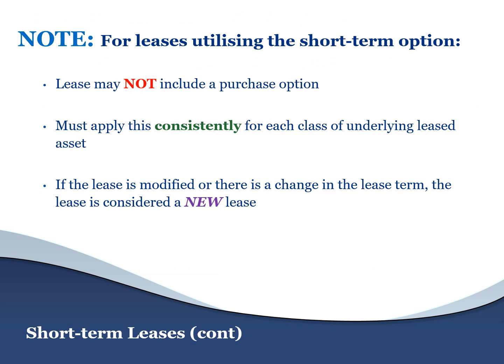A couple of things about this just to point out. The first one, of course, is that the lease may not include a purchase option. So if the short-term lease has got the option where you can buy the asset, then this exemption doesn't apply. Secondly, you've obviously got to apply this consistently for each class of underlying leased asset. So if we're saying, well, we're going to use the exemption for all the mobile phones that we happen to rent, and all the mobile phones on less than 12 months contracts or something like that, then of course those would be scoped out.